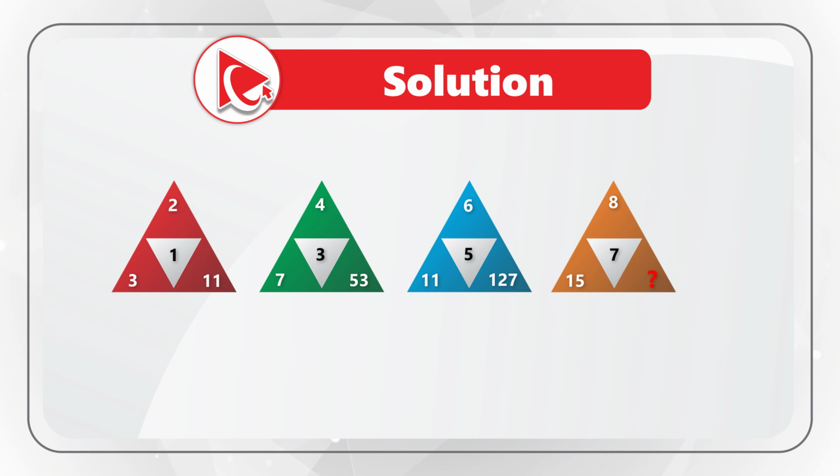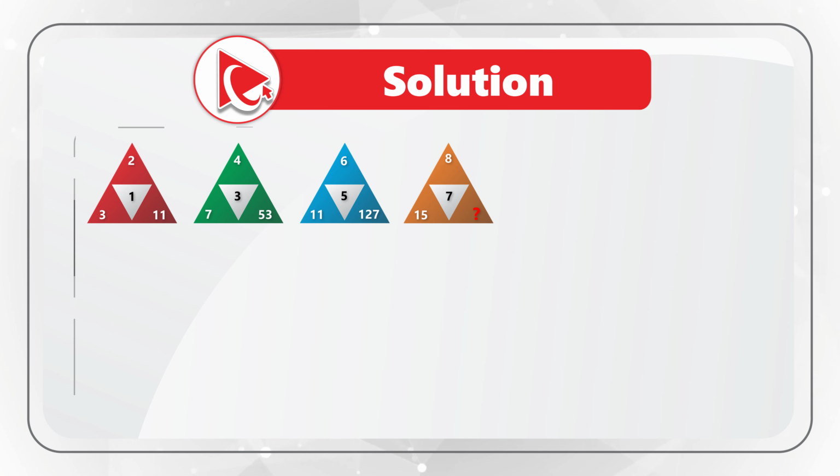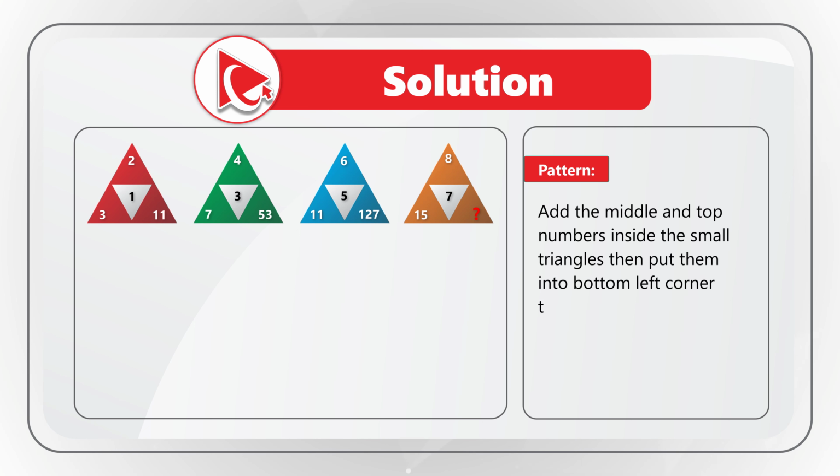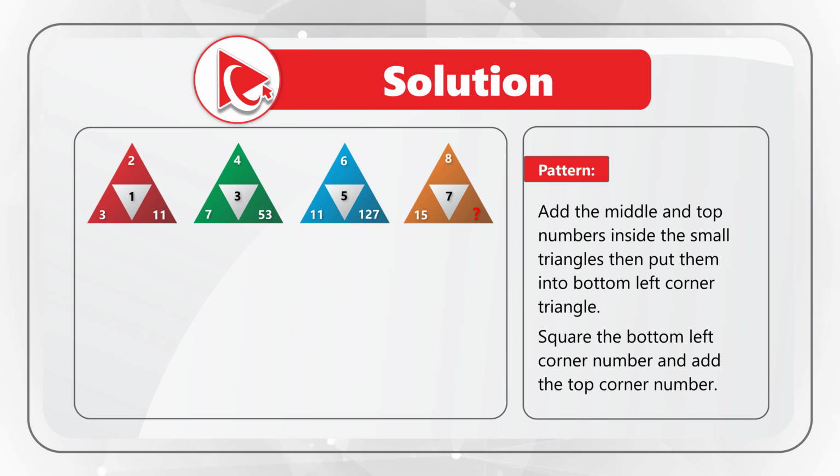As you might have guessed, to solve this challenge, you need to find the pattern. And the pattern is that if you add the middle number and the top number inside the small triangles, then put them into the bottom left corner of the triangle, and then square the bottom left corner number and add the top number. Seems a little complicated, and it is. The best way to understand it is to look at the example.